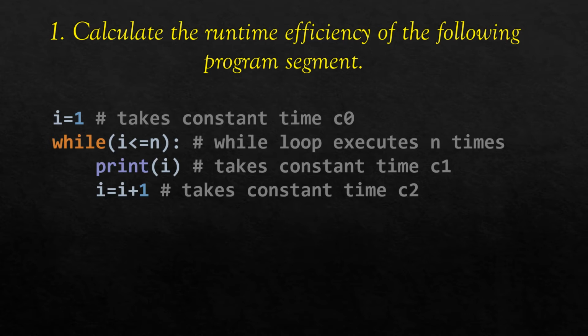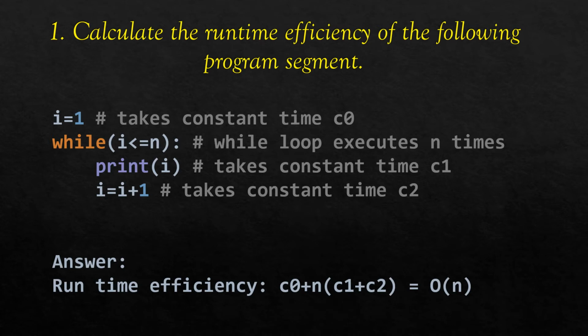So the loop will execute n times, and within the loop there are two actions done. One is print i and one is i incremented by 1, and these two take constant time, let's say C1 and C2. So if you calculate, you get the runtime efficiency as C0 plus n into (C1 plus C2). Here we take the dominating term, that is order of n.